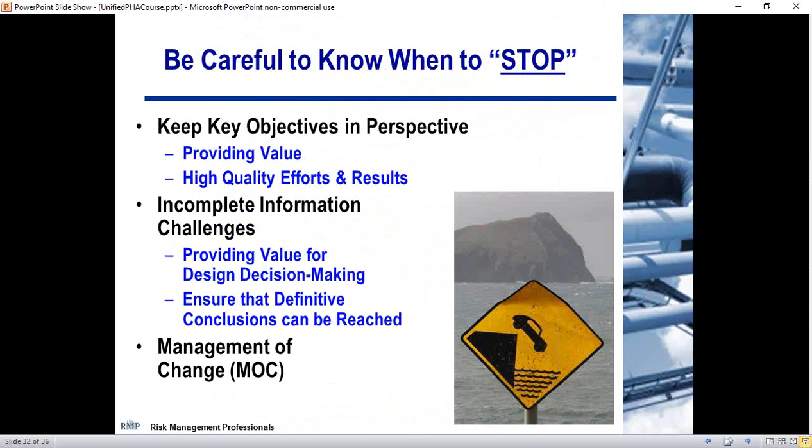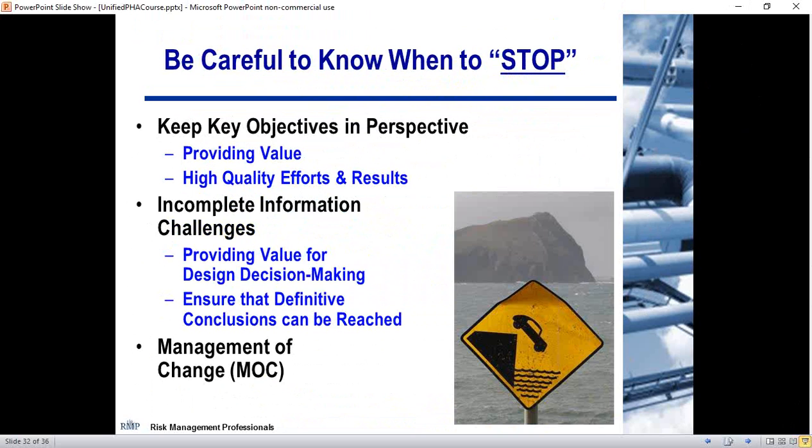Also, a key thing to know in terms of quality as a facilitator is knowing when to stop. Beating a dead horse can happen during the HAZOP and LOPA. You want to make sure that you, as a facilitator, keep focused on the objectives, that you're providing value, that you're identifying potential weaknesses or vulnerabilities, and focus on the quality of the results and how they're going to be used. How do you handle incomplete information?